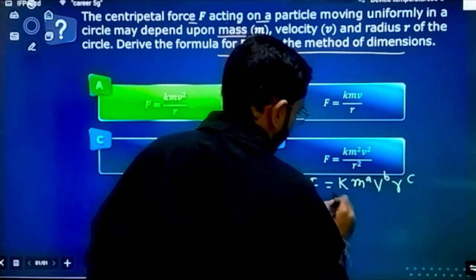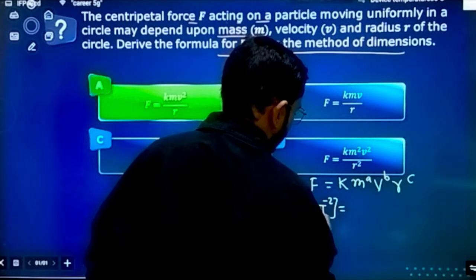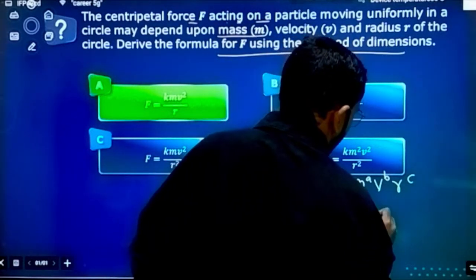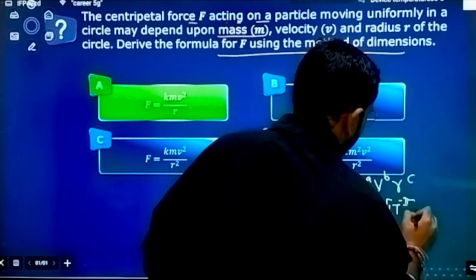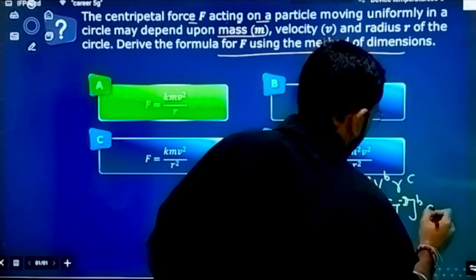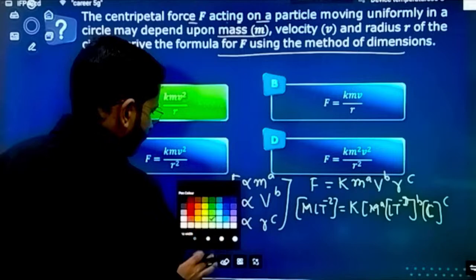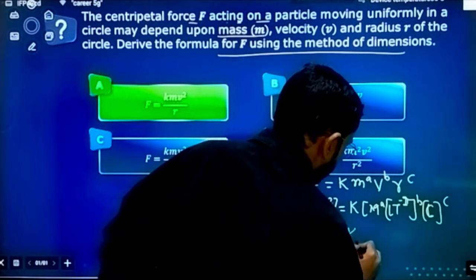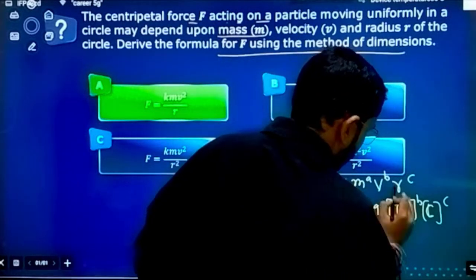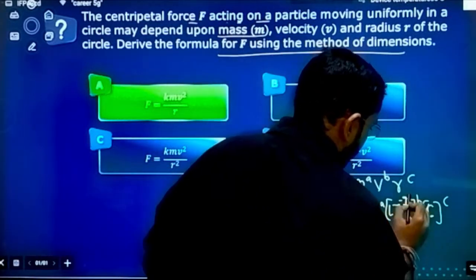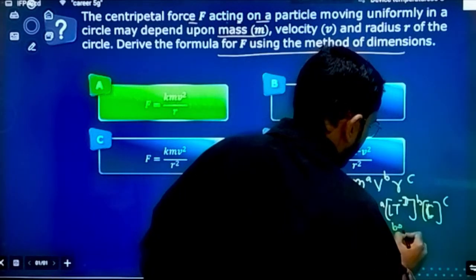Then what you will be doing? Just write the dimensions properly. What is the dimension for force? M L T minus 2. Just now we have seen k, m power a, L T minus 1 power b, and the radius that is equal to L power c. After that, I will further segregate it. Tell me what is the net power of m on the right hand side. Net power of m, can I say it is nothing but equal to a only. What can I say about the net power of L? This is also L. So I can say it is b plus c.